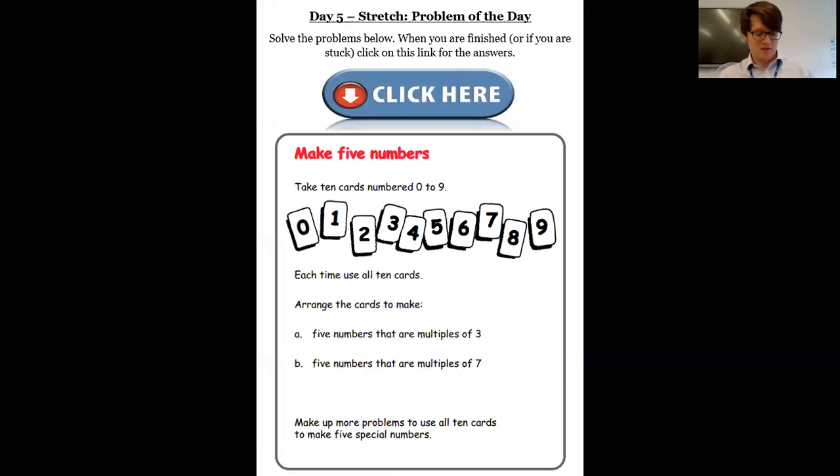Okay, today we're going to be thinking about our multiples. So we've got 10 cards, 0 to 9, and we've got to use all 10 cards. So I'm going to use each digit once. And I've got to make, first of all, 5 numbers that are multiples of 3. Now, there are 5 numbers, so I might think to myself, okay, I've got 2-digit numbers. Not necessarily the case, because I could have some 1-digit numbers and 3-digit numbers, for instance.